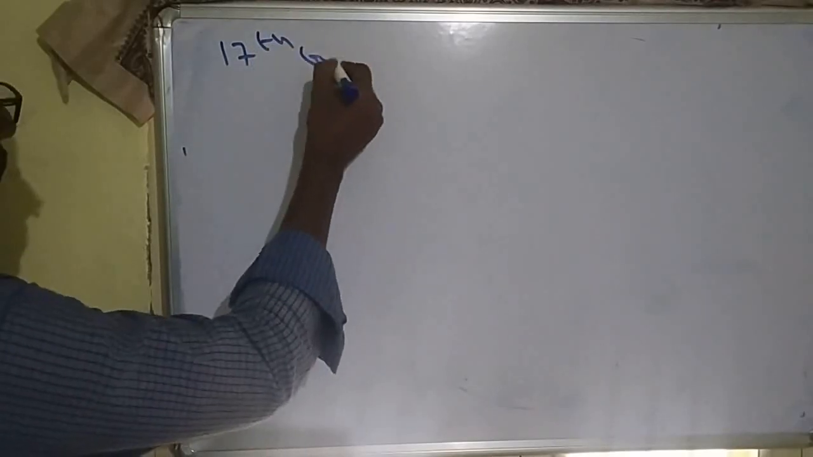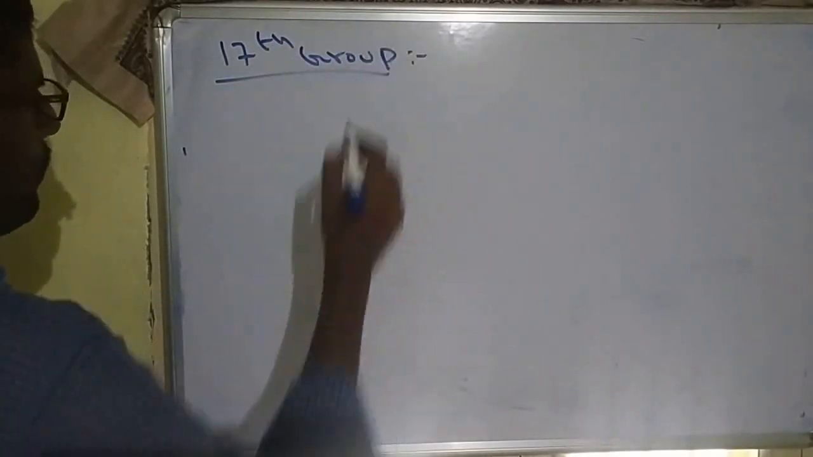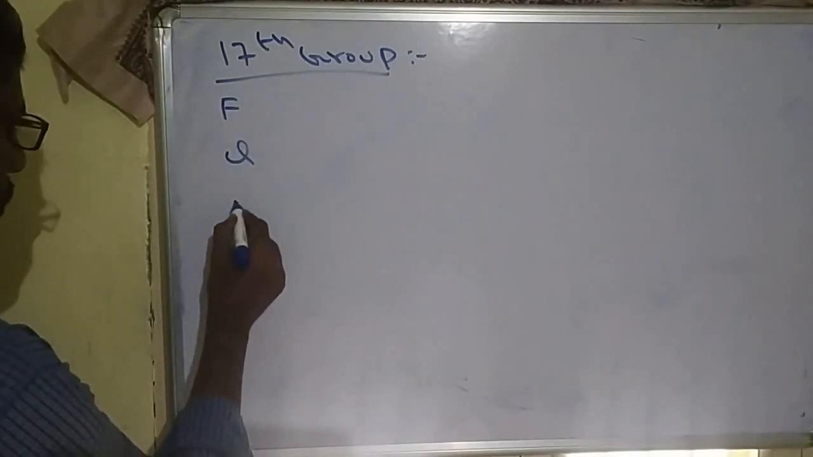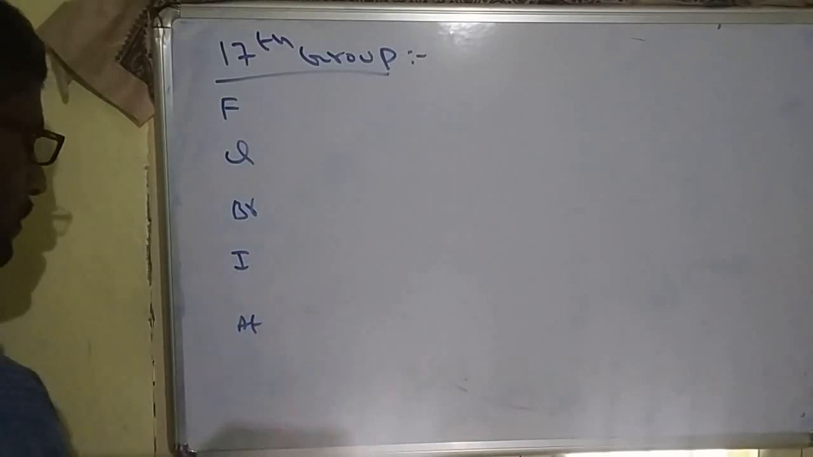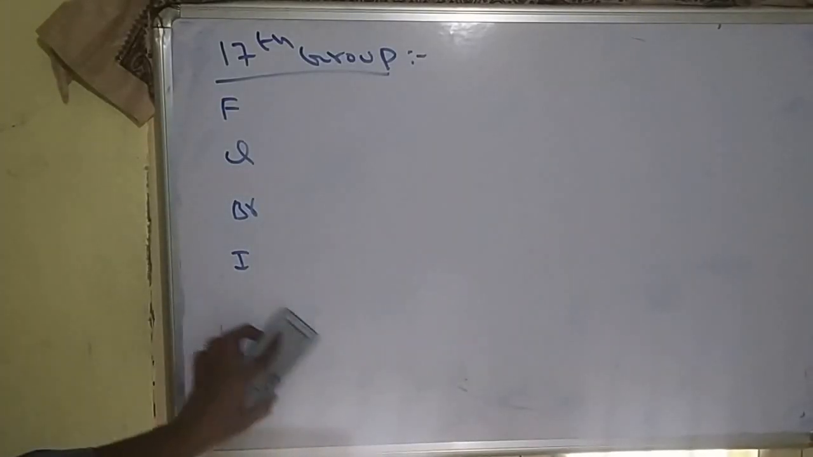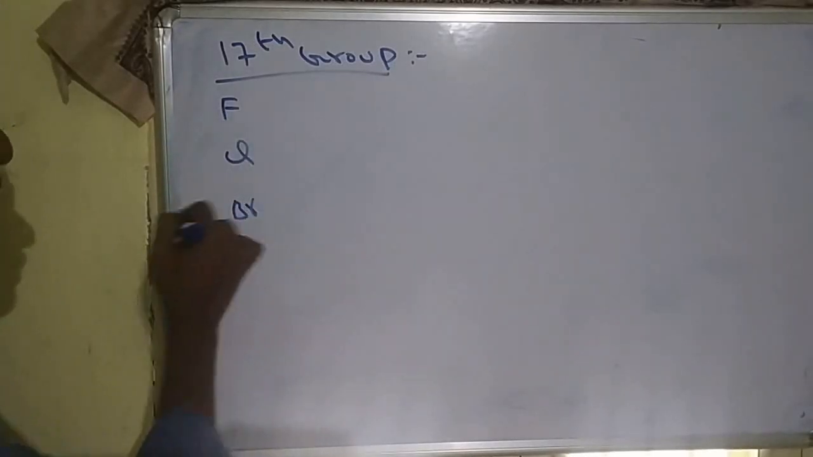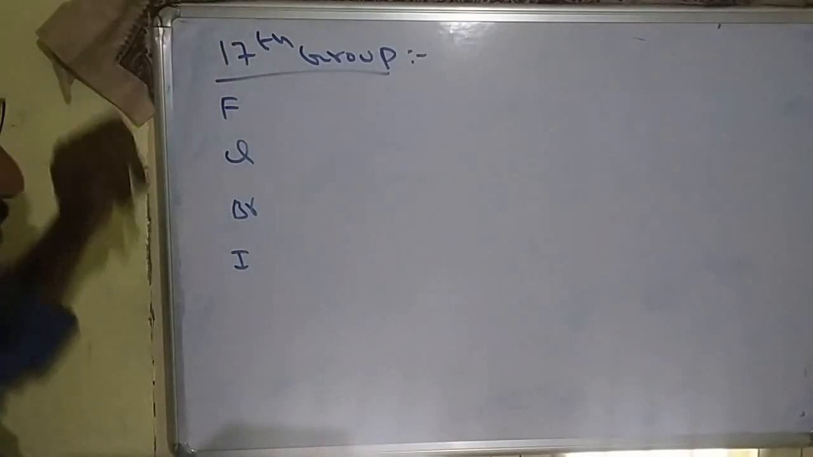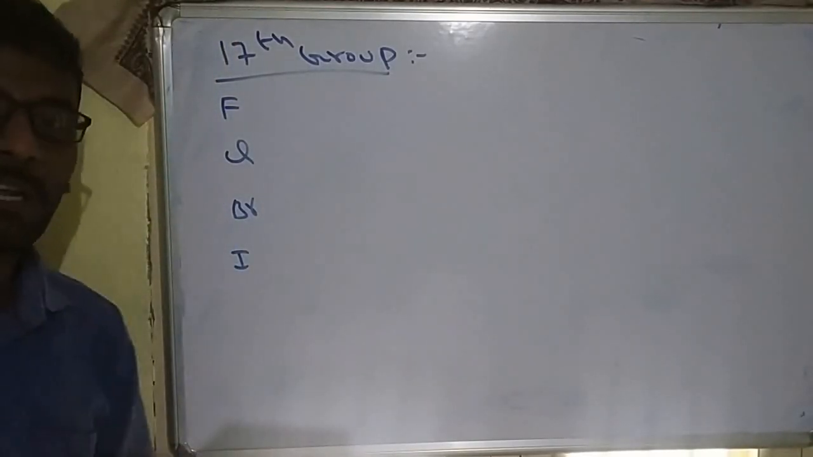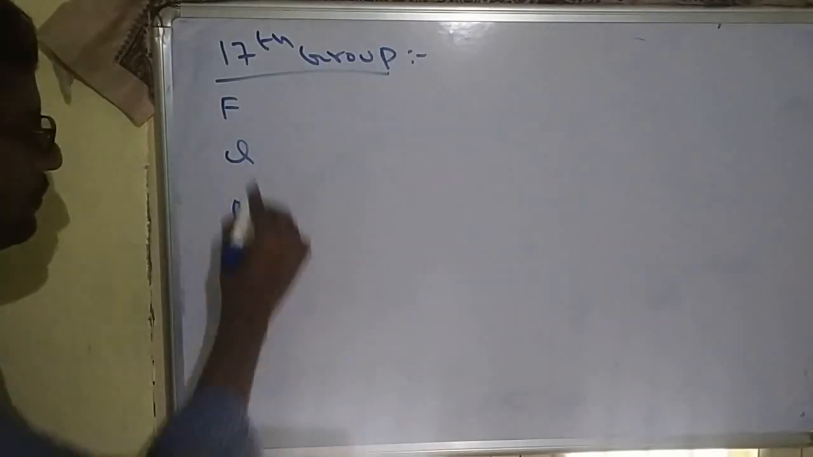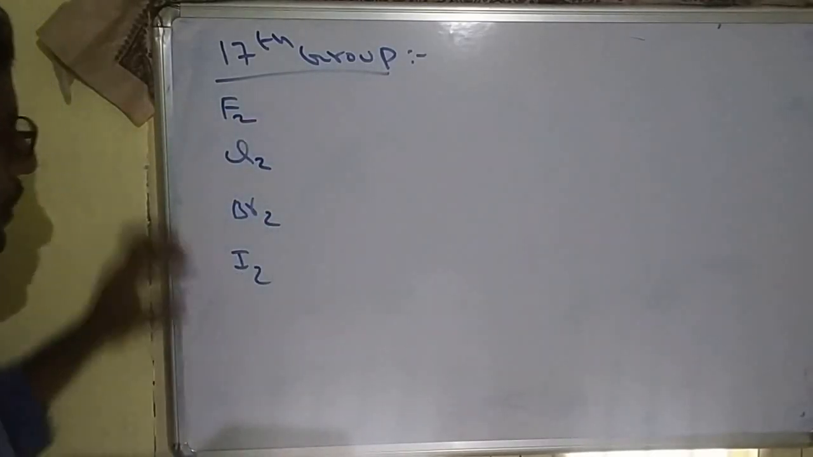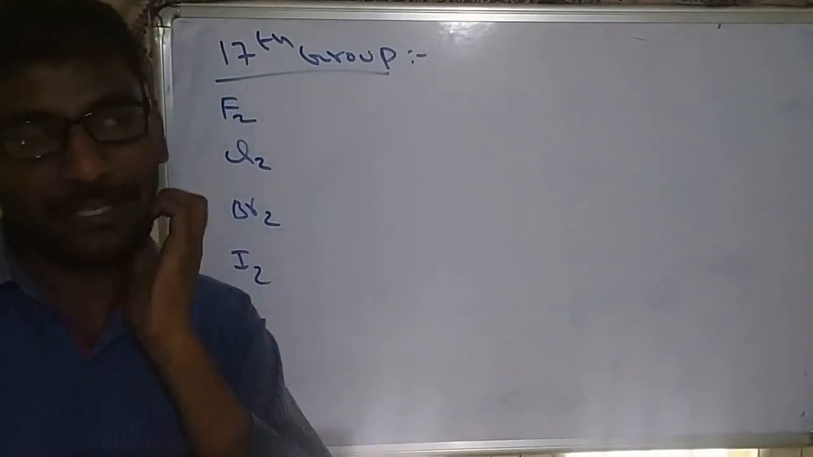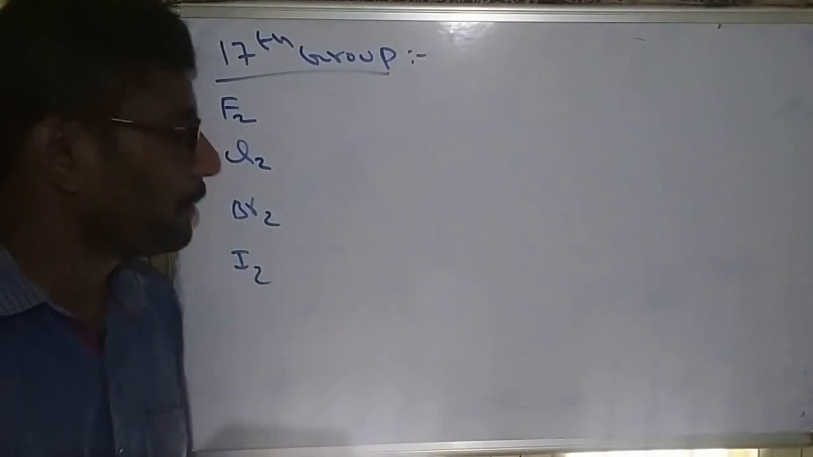Similarly, the 17th group. 17th group elements: fluorine, chlorine, bromine, iodine, and astatine, but it is a radioactive element, so we can neglect it. Fluorine and chlorine exist in gas form. Bromine will exist in liquid form. Iodine will exist in solid form. They always exist in diatomic form. So this group has all three states of matter: solid, gas, and liquid.